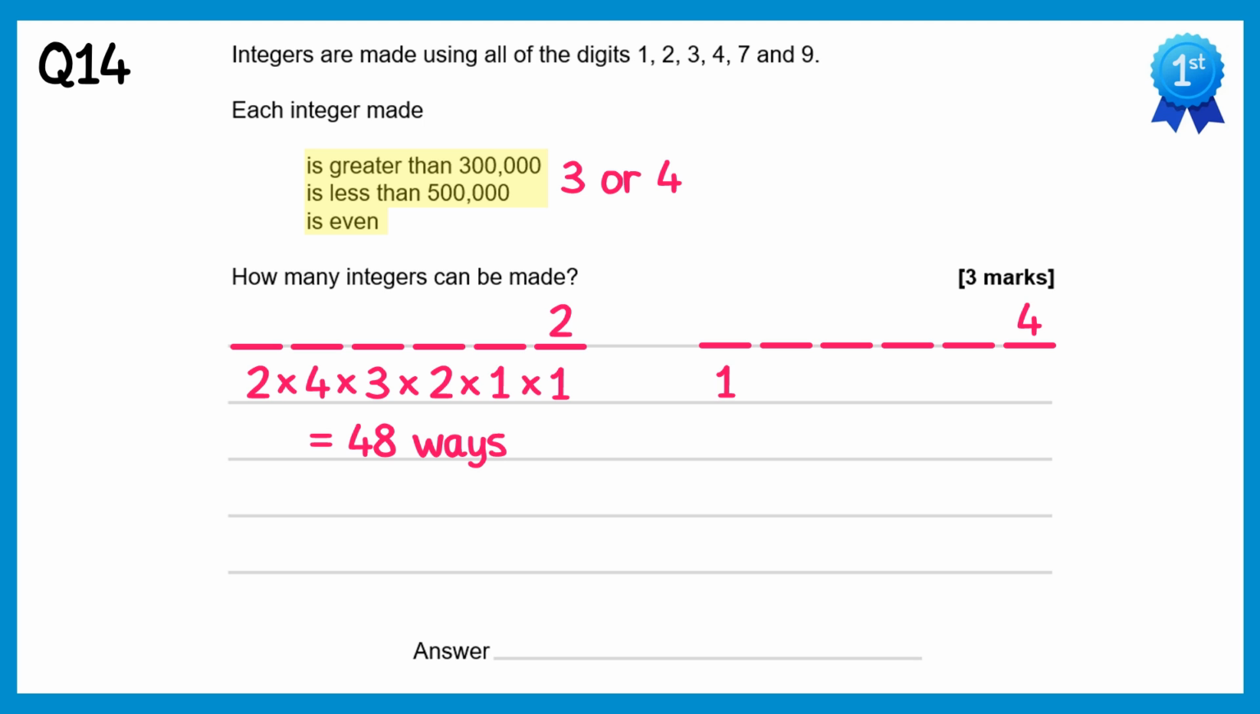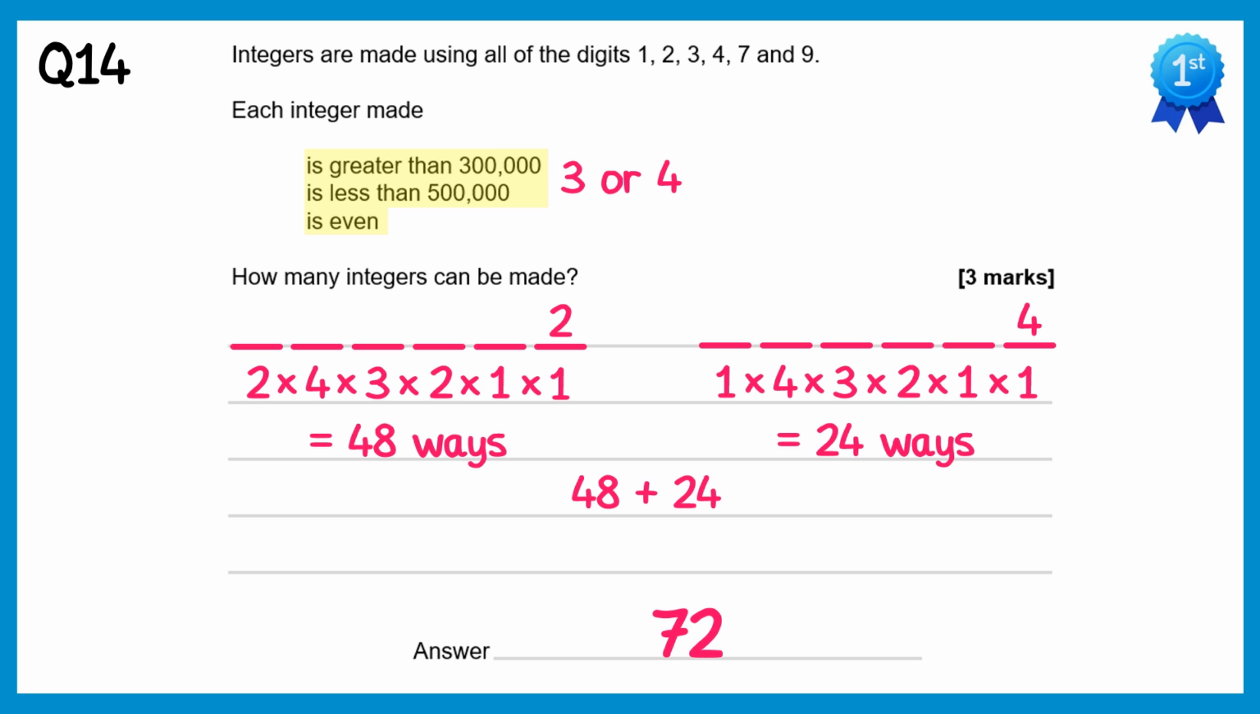There's also one way of picking the last digit. We've said it's going to be a 4. And then we do just like we did before. There's 4 ways for this one, 3 for this one, 2 and 1. If you times all of these together, you get 24 ways. So there's 48 ways if it ends in a 2, 24 ways if it ends in a 4. So if you add those together, you get a total of 72 different ways, and that's your answer to the question.